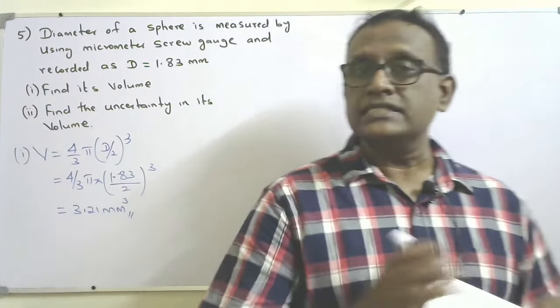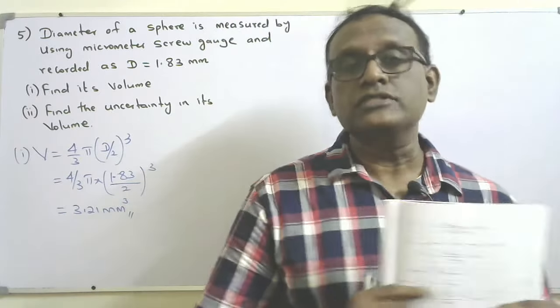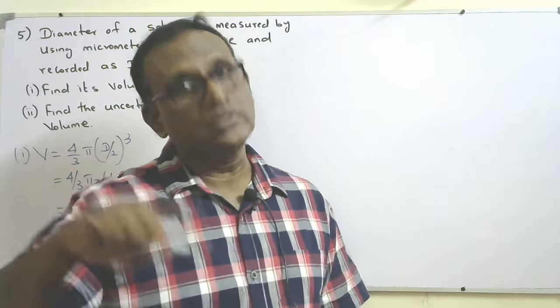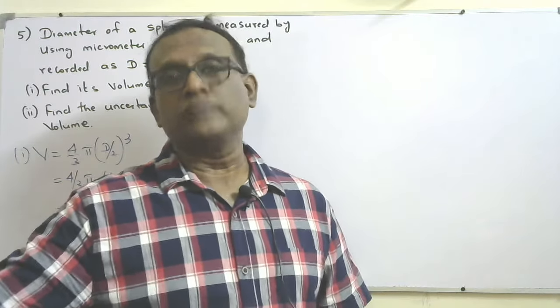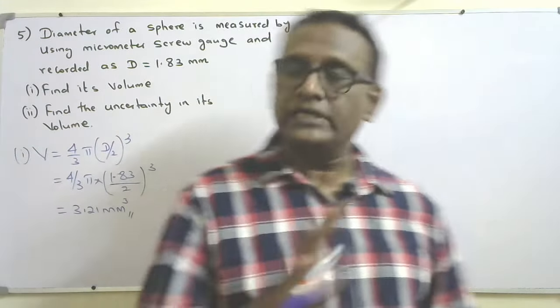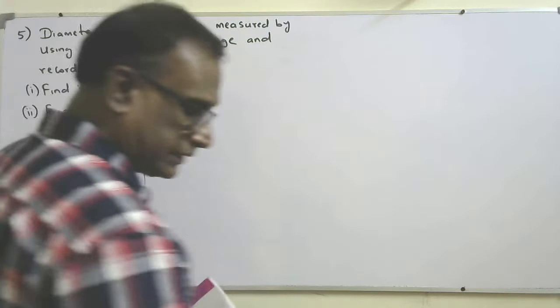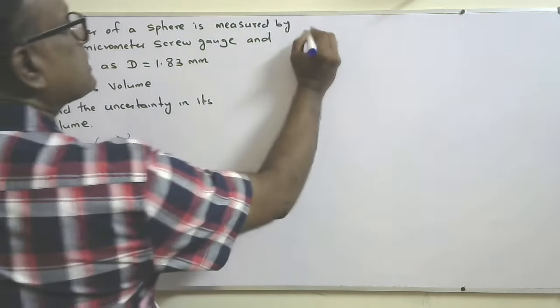Okay, the uncertainty in volume we can also find by using what I said earlier: maximum volume, minimum volume, then half of maximum volume minus minimum volume. That method will work anywhere. So I'll do that method here as a second method, method 2 for the second part.